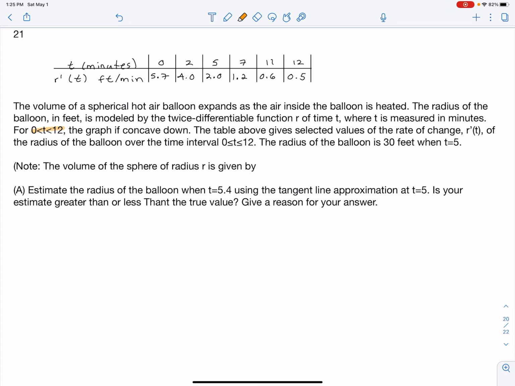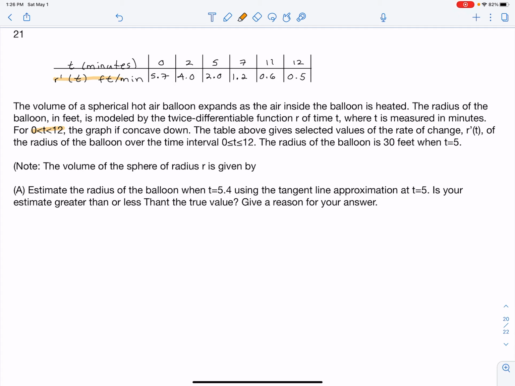So then, the table above gives selected values of the rate of change of r. This is important. I want to remind you, whenever you look at a table, graph, or anything like that, you have to say, what am I looking at? Am I looking at a position, velocity, or acceleration? This is a velocity function, because we're looking at r prime. So we're looking at the rate of change of the radius, not the lengths of the radius.